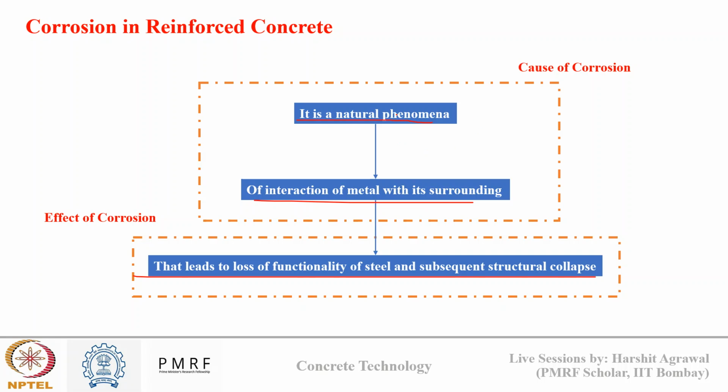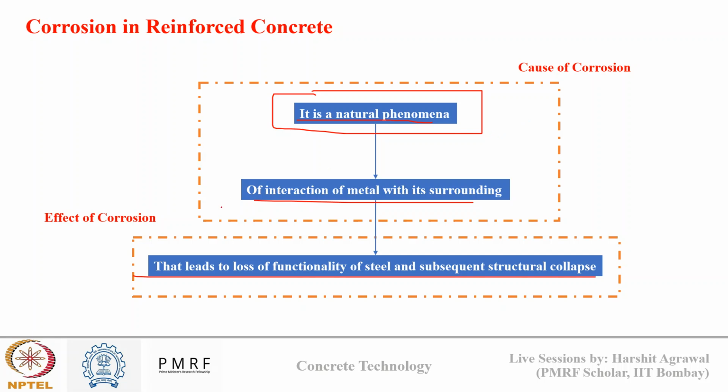So now the first point of the definition, that is corrosion is a natural phenomenon, is related to thermodynamics of corrosion, that defines the possibility of corrosion of something to occur or not. Okay, thermodynamics, it defines the possibility of something whether it will occur or not.